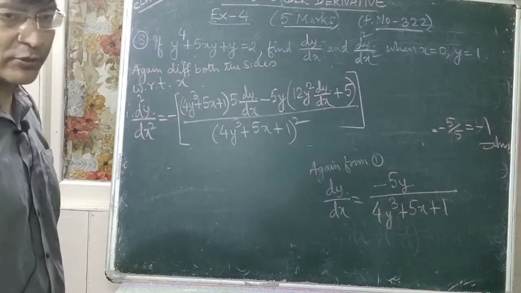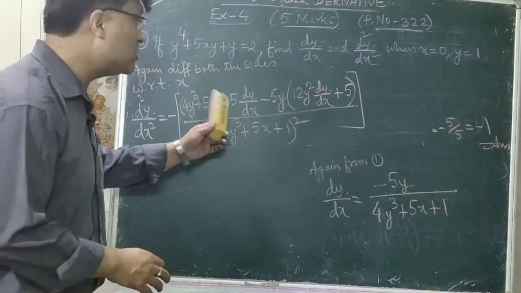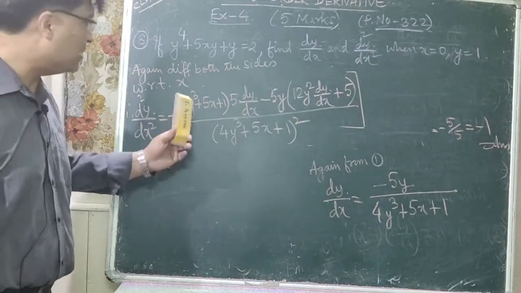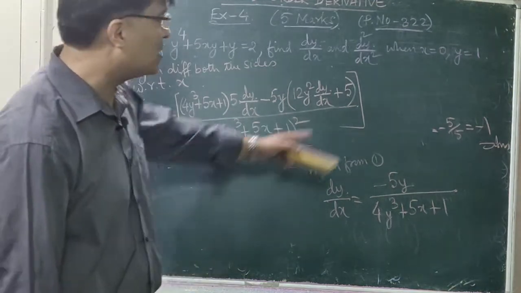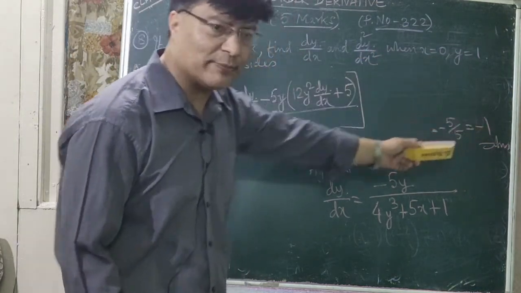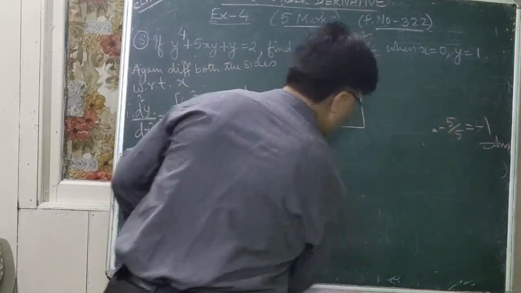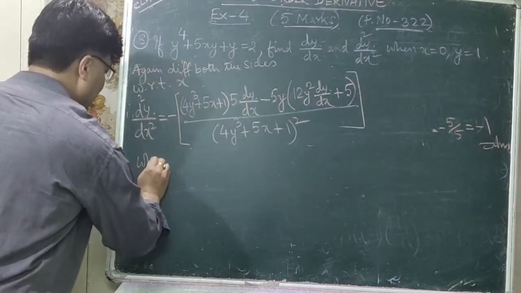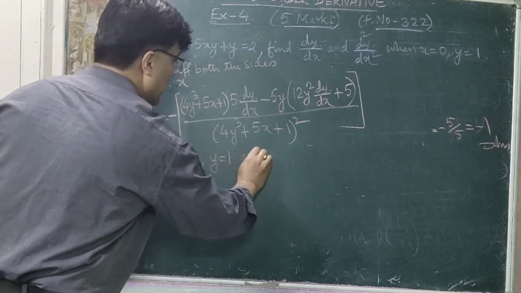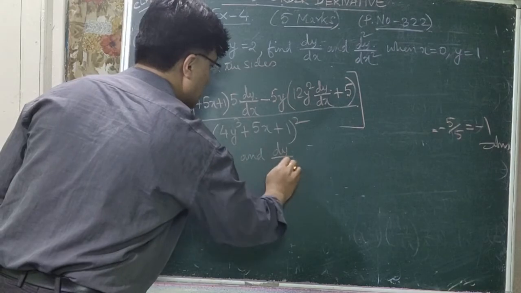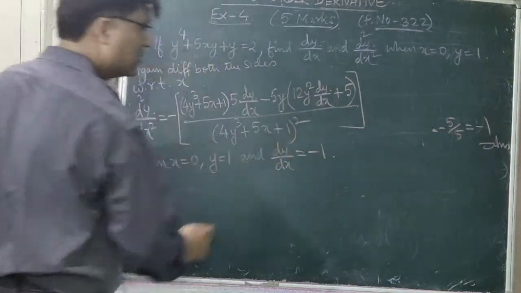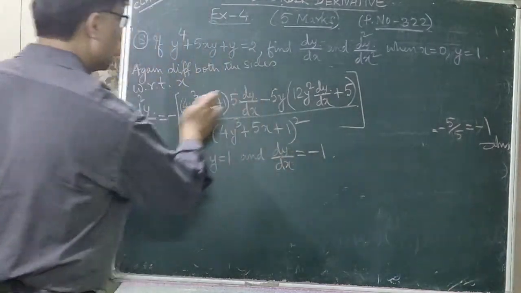So I think you have understood it. Now don't simplify it further to get the value of d2y by dx square, but in this case you can put the given values, that is when x is equal to 0, y is equal to 1, and what was the value of dy by dx? It is minus 1, right? So here you can write when x is equal to 0, y is equal to 1 and dy by dx is minus 1, right? So let us put these values out here.